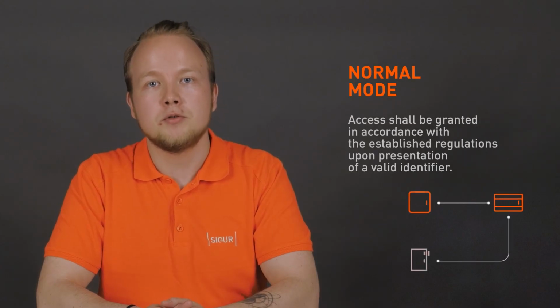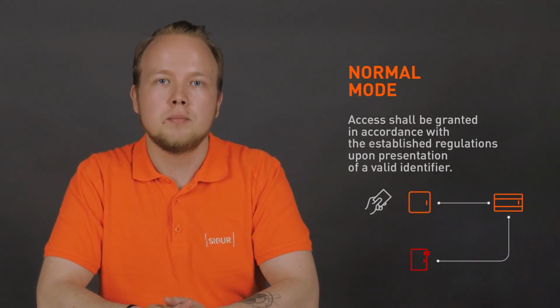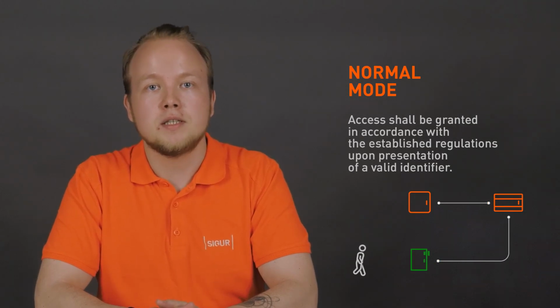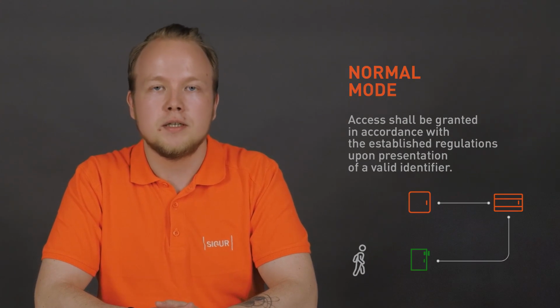An access point controlled by a Sigur controller can be equipped with a barrier device, such as a door, a gate, or a turnstile. During operation, it is in one of three modes: normal, locked, or unlocked. In normal mode, the access point is closed. To enter or pass through, a person presents a contactless card, phone, or another identifier. After that, the system either allows or denies access according to the rules set within it.